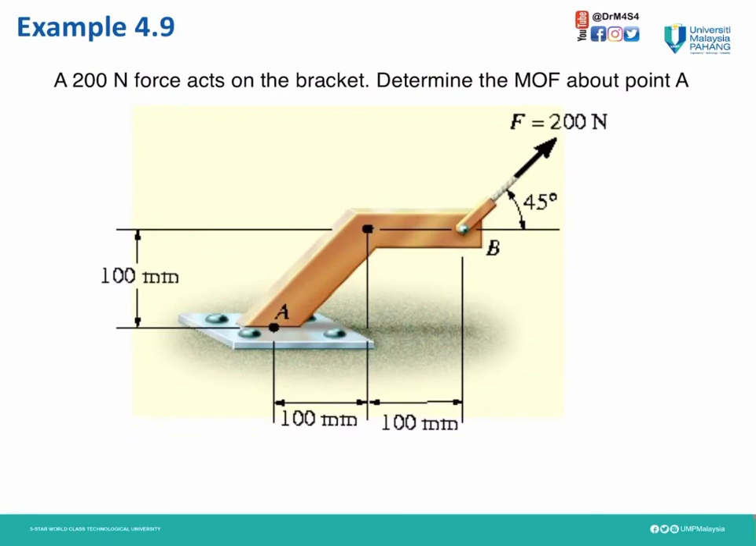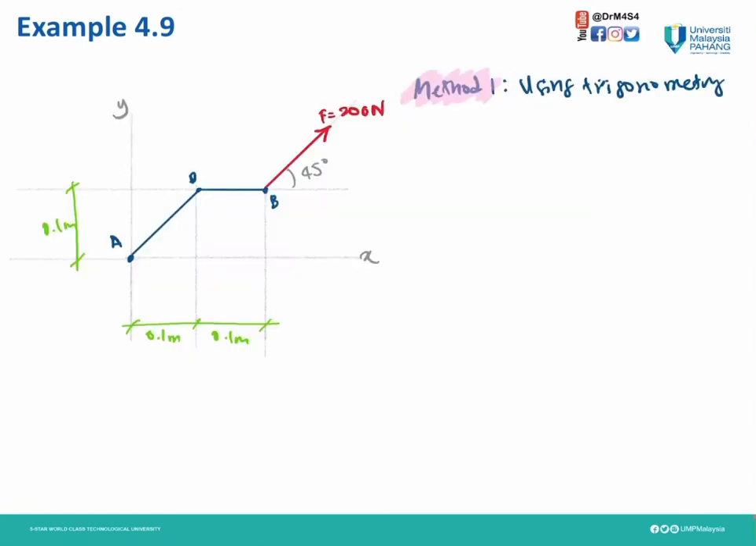Now let's move to the first example for principle of moment. As you can see here, this bracket is subjected to 200 Newton. Then we need to determine the moment of force about point A. First of all, we need to draw this diagram. So for the first method, we can use trigonometry. As you can see here, 45 degree is stated.